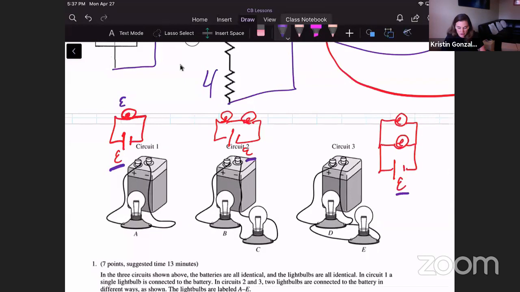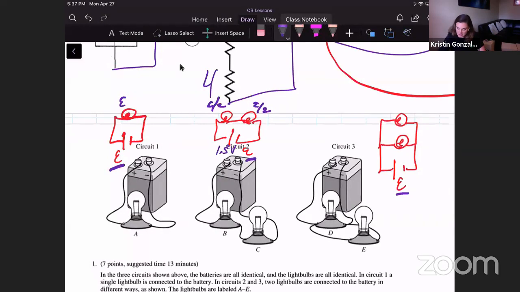If we look at circuit 2, though, there are 2 light bulbs. So remember, our gains have to equal our drops. So if we had this same 1.5 volt battery, well, that potential difference has to be split between the 2, right? And if these light bulbs are identical, they have the same resistance, then it would be equal. So this would be the EMF over 2, and this one would be the EMF over 2.